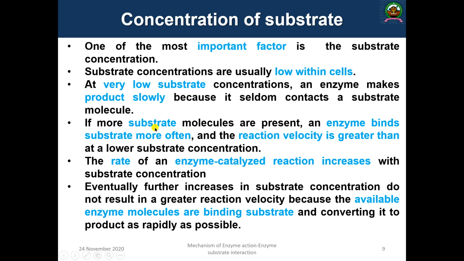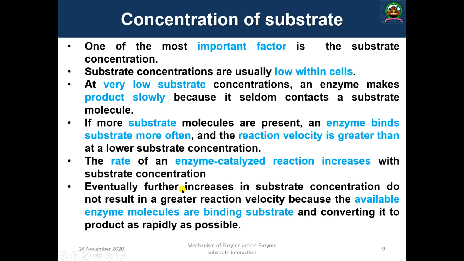But if the substrate concentration is more, what will happen? The enzyme binds the substrate more rapidly and the reaction velocity is greater than at the lower substrate concentration. If the substrate concentration is high, there will be a lot of substrate, there will be competition, and substrates will bind with the limited active sites of the enzymes. There will be much more rapid progress than at the lower substrate concentration. The rate of enzyme catalyzed reaction increases with the substrate concentration. Generally, as the substrate concentration increases, the rate also increases.